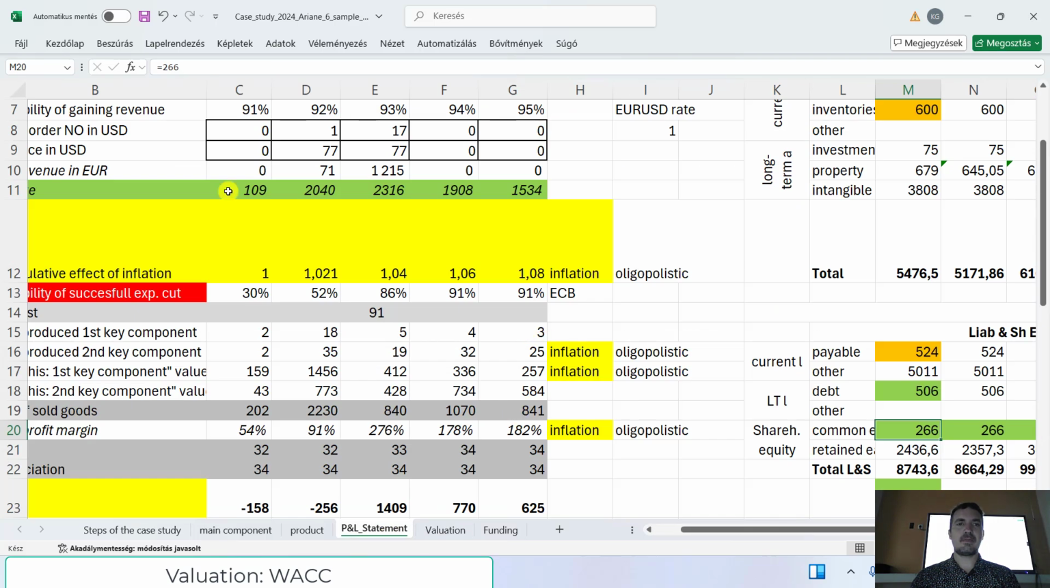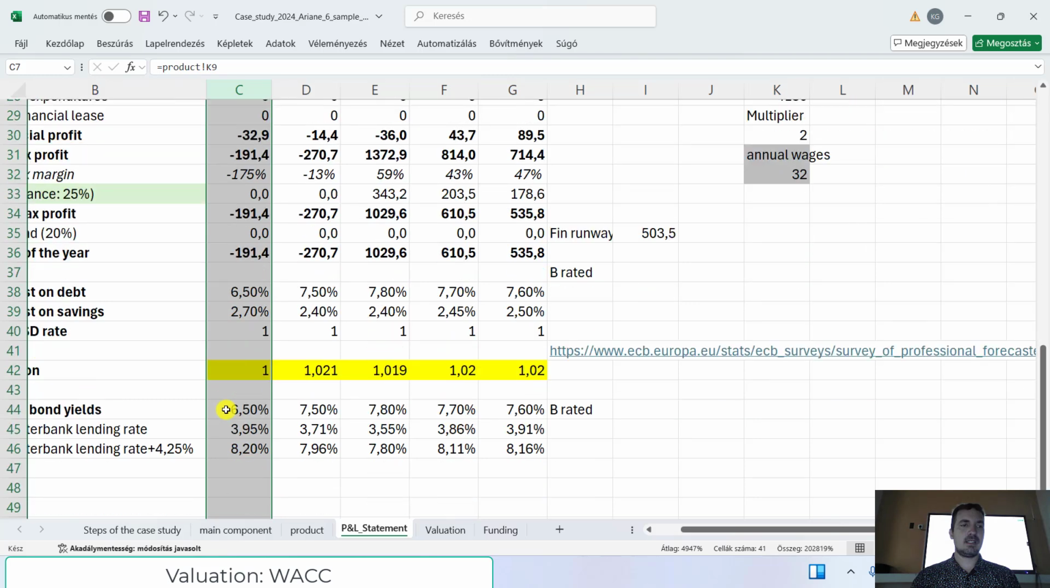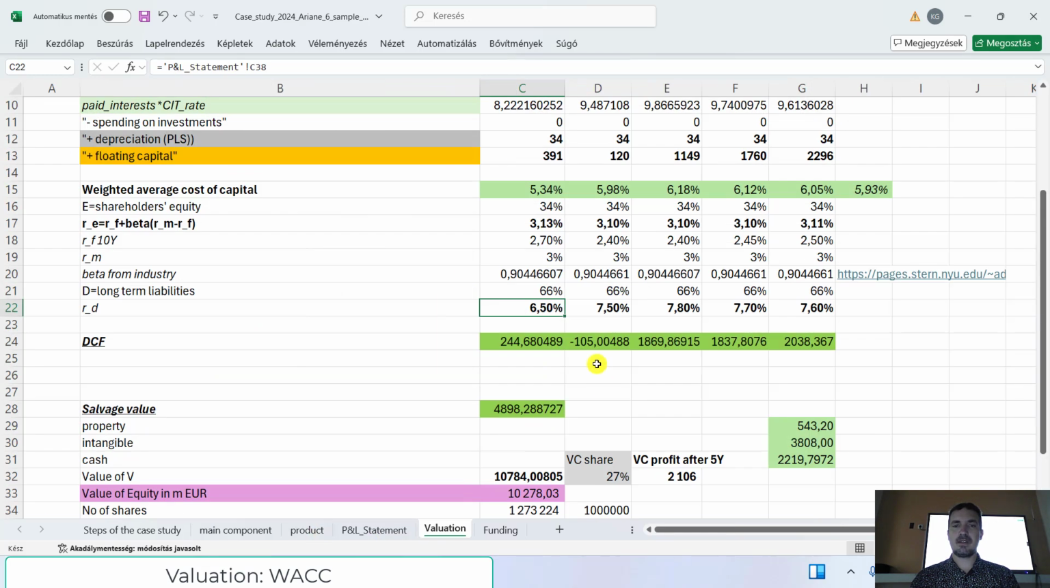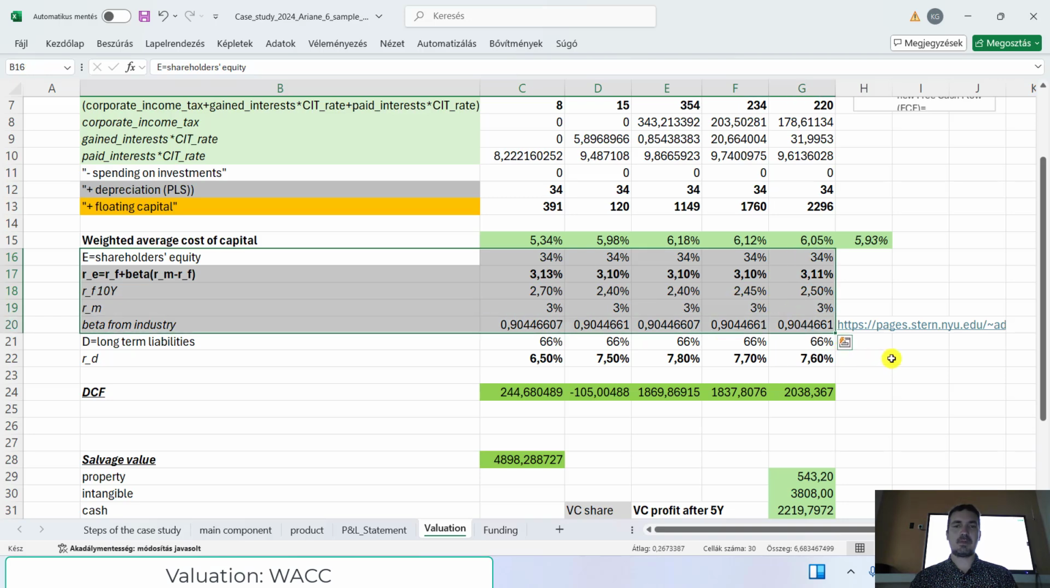C, 38. Yeah, okay, this is the correct one. It's always much better to check before we start, to understand what is happening here. So, okay, this is coming from the balance sheet. This should be defined by us.